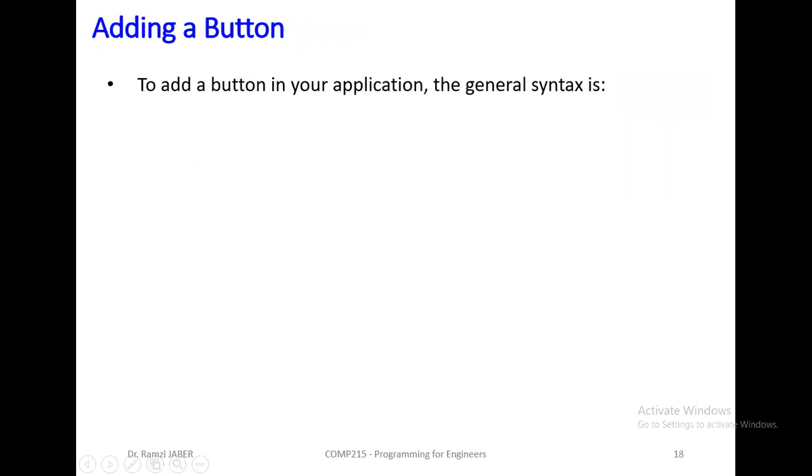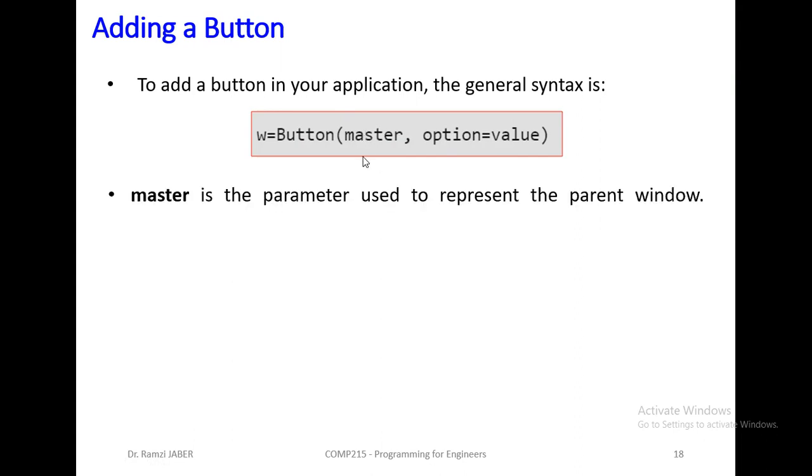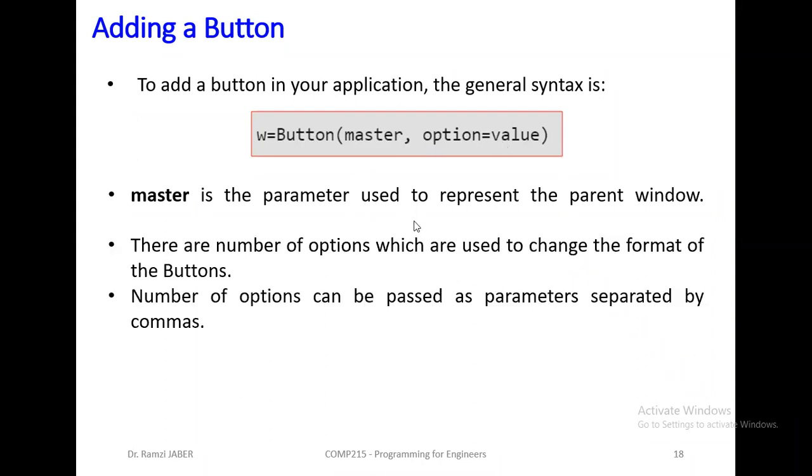Now, the first application we'll do right now is adding a button, and we'll end this lecture. To add a button in your application, the general syntax is any variable that you want, equal capital B Button, master comma option value. Master here is the main window, the parent window. Just call your window that you want to add this button to. So you want to add a button, capital B, call your window or your main window here, then many options. The options are, okay?